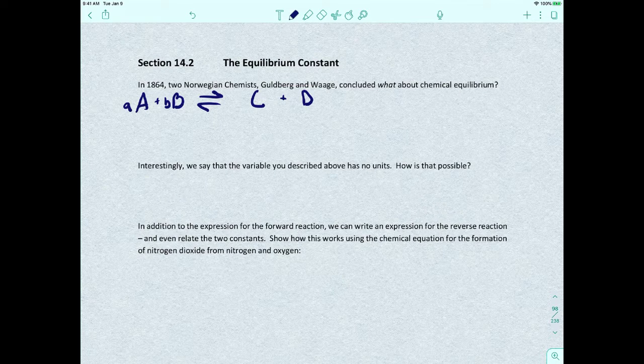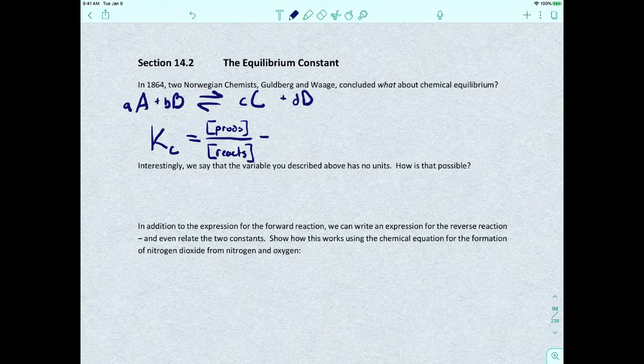Okay, and so the capital letters are the products. The lowercase c and d are the stoichiometric coefficients. So if you have a reaction that looks like this, what Goldberg and Waage concluded was that you could create an equilibrium expression that says this. We use a capital K, lowercase subscript c, where c stands for concentration. This will be equal to the concentration of the products over the concentration of the reactants.